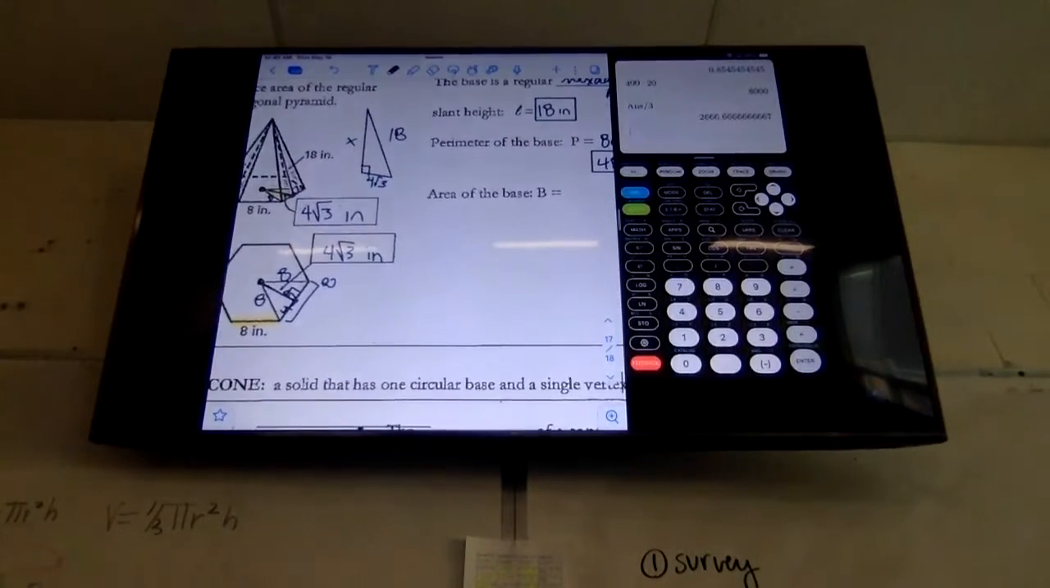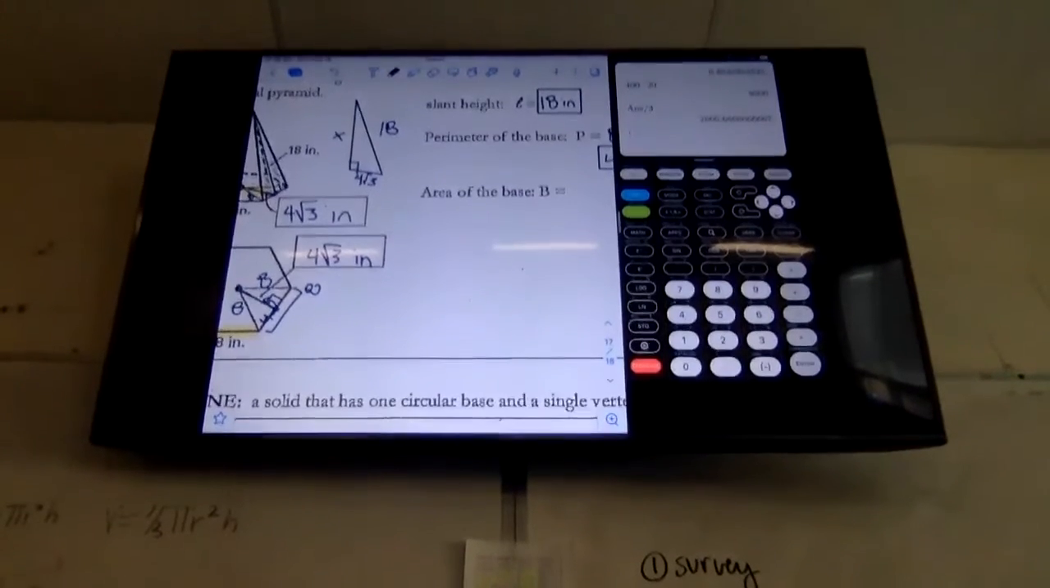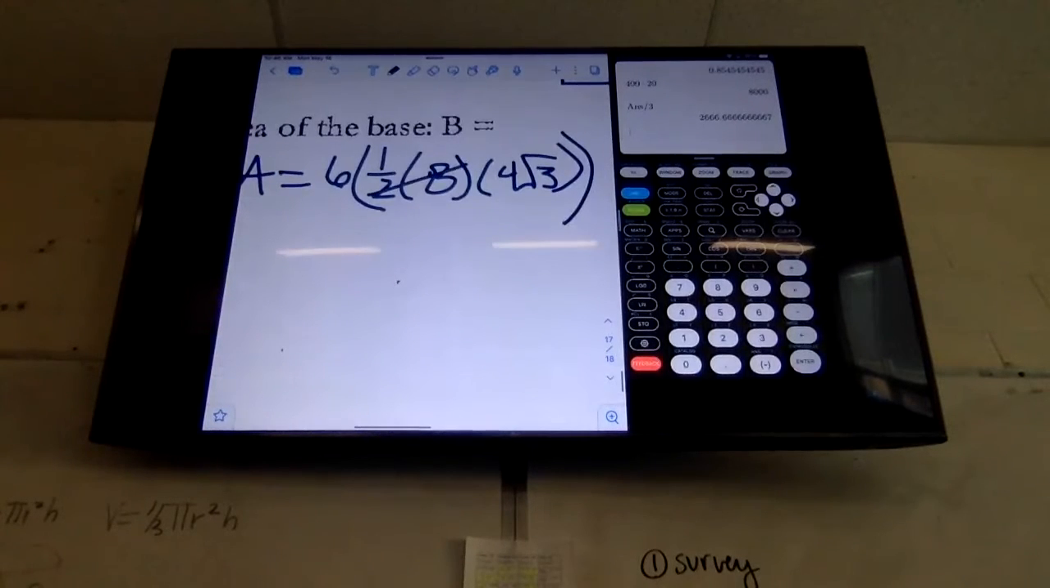All right, so now we got to find area. We did the hard work. Now let's finish. How do I find the area of the hexagonal base? Area equals 1/2 times base times height. What's your base? Good. What's your height? Good. And how many of those little triangles are in your hexagon? 6. So we're going to do 6 times all of them. So 1/2 of 8 is 4, and 4 times 4 root 3 is going to be 16 root 3.